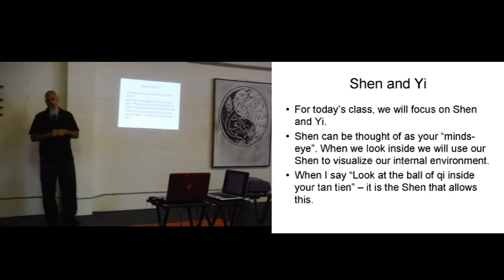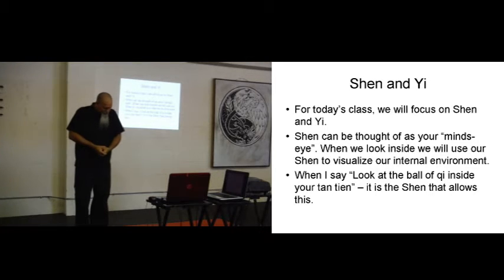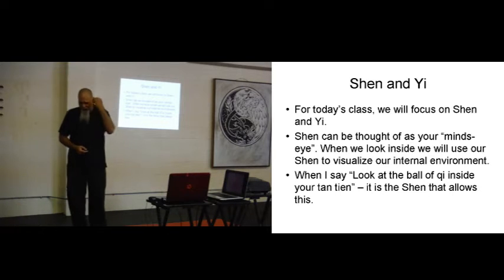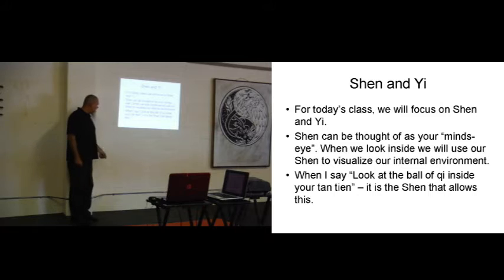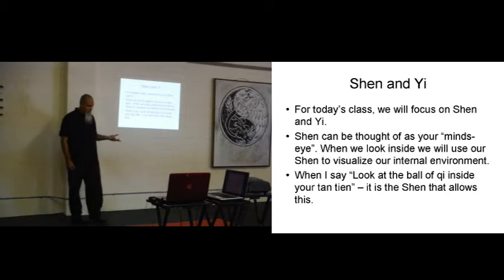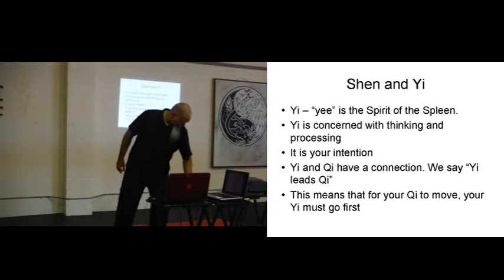For instance, in Minor Universal, we envision that there is this ball of heat energy circulating in our dantian. It's our Shen that facilitates that, allows us to see that. When I look at the ball of qi inside the dantian, it's the Shen that allows that. So we'll be drawing heavily on that today.